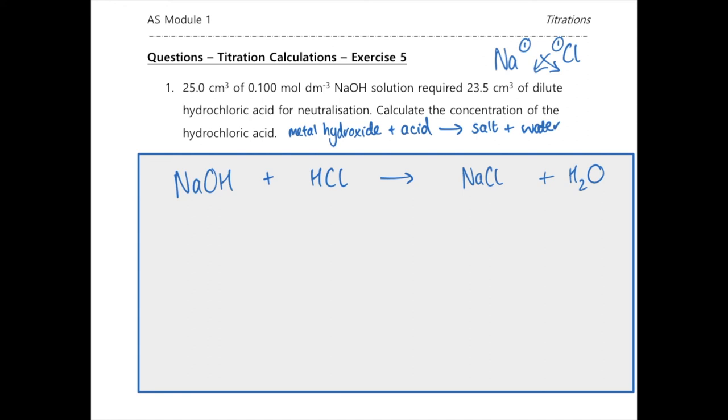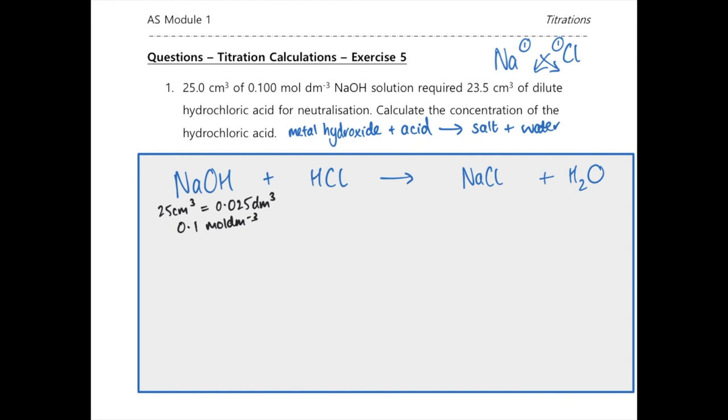As I have said to you before, the way I would normally do this is write the information that I have underneath the relevant part of the equation, and then we know where to start with our calculation. So we are told that we have 25 centimetres cubed of sodium hydroxide. You're best probably to convert that to decimetres cubed at the start, because that's what we'll need to use. Remember, we need our volume and our concentration units to match. So divide by 1,000, that should give you 0.025 decimetres cubed. Okay, your concentration then is given to you as 0.1 moles per decimetre cubed. You can include the zeros if you wish.